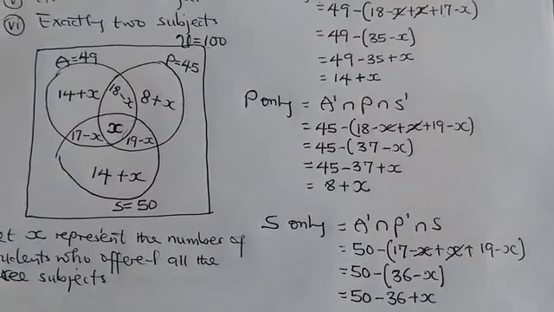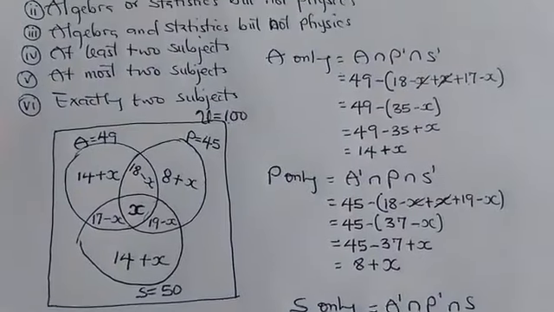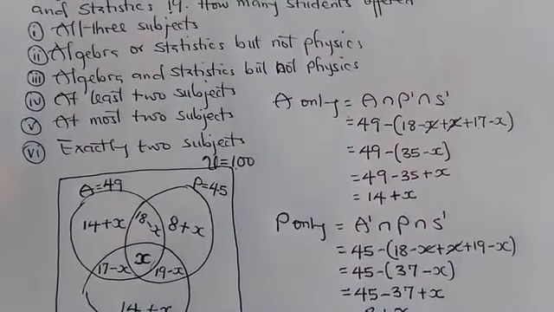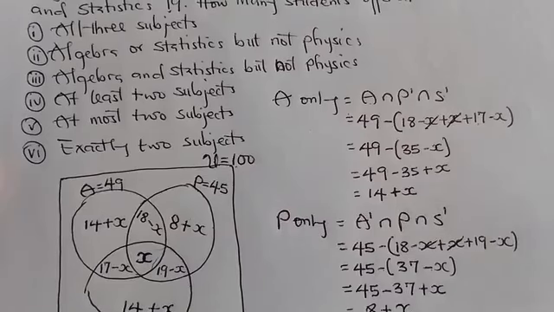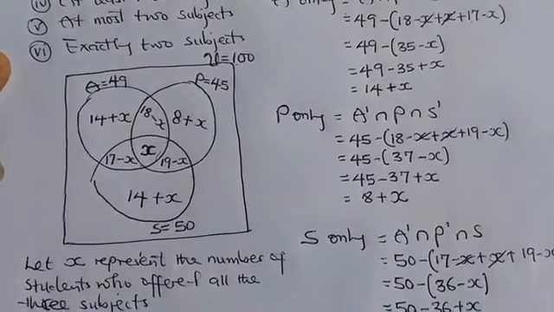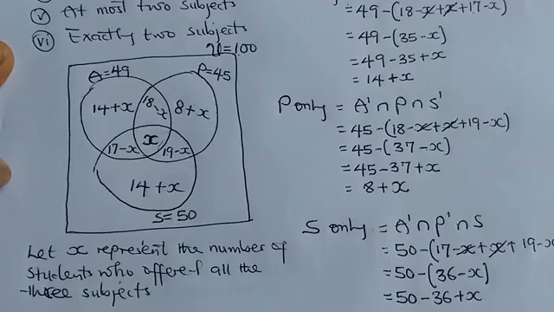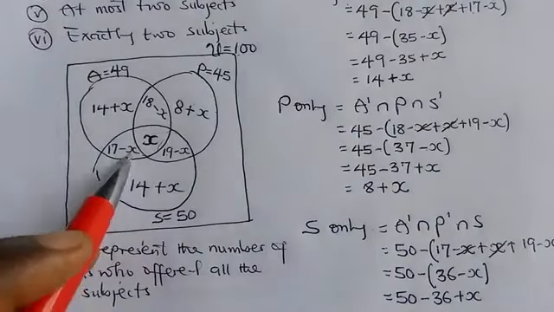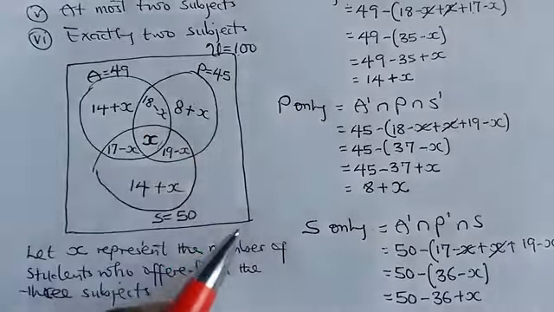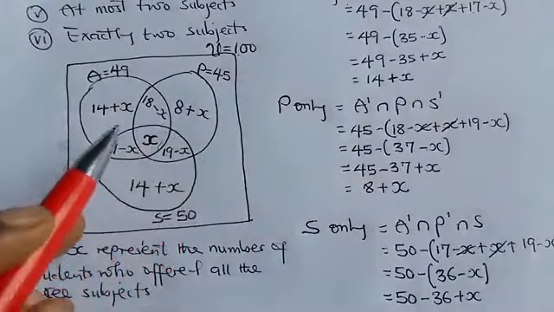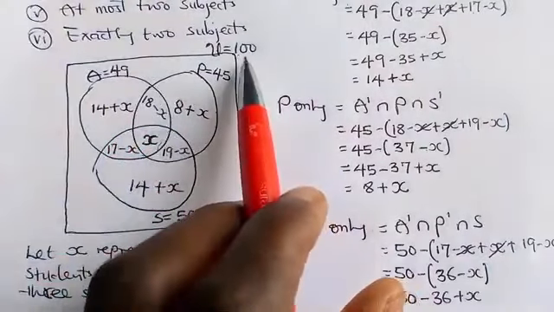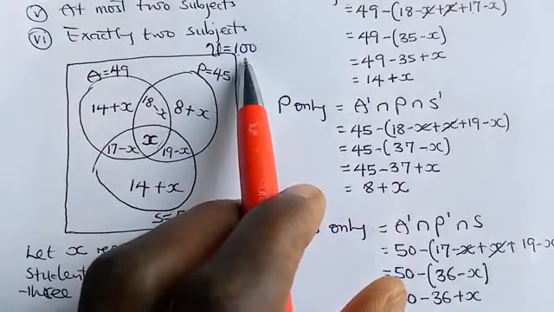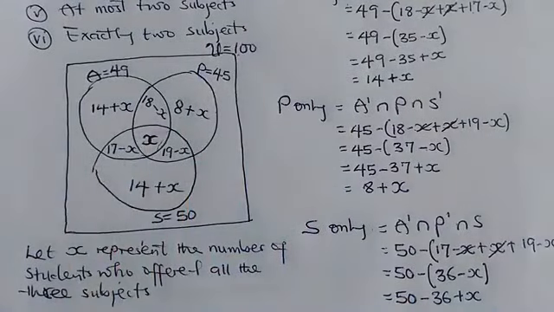What's left for us is to begin solving this equation. First of all, we need to get to know what figure X is representing there. We need to solve for the value of X. And remember, we said let X represent the number of students who offered all the 3 subjects. And for us to get the value of X now, having represented this information fully on the Venn diagram, we have to sum everything here in this 3 oval shape and equate it to the universal set, which is 100 in this case. Once that is done, we will be able to get a value of X.